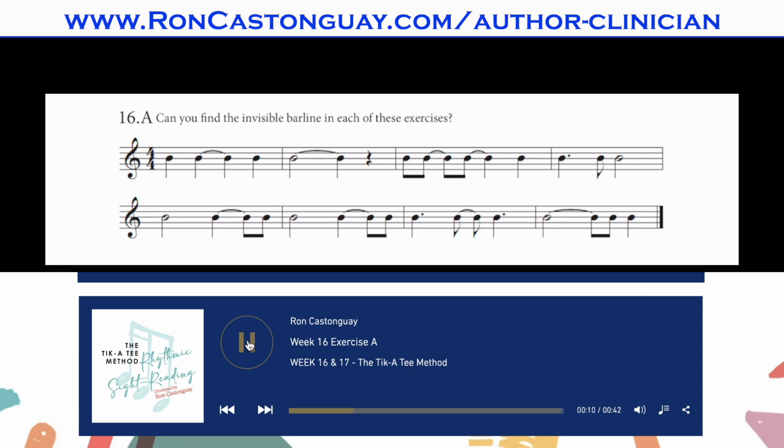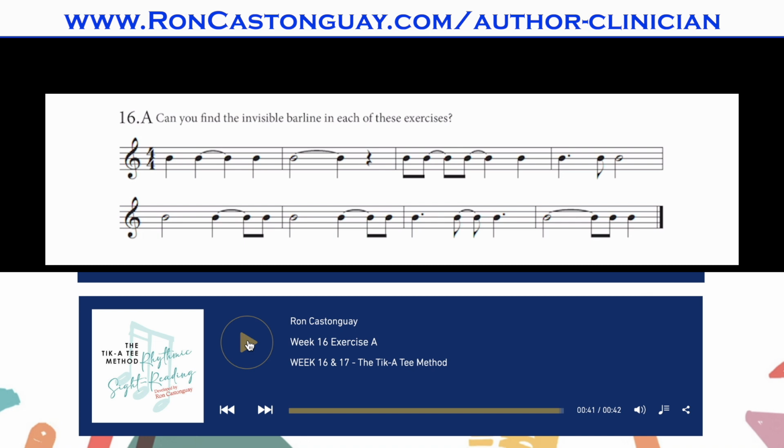1, 2, 3, 4. Ta ta ta ta. Ti ti ti ta ta ti ta. Ta ta ti ta. Ta ti ta ti ta. Ta ti ta. And there you have it, exercise 16A with the MP3.